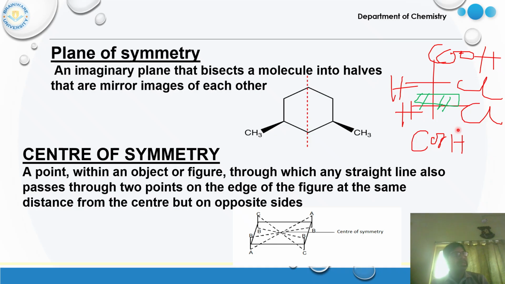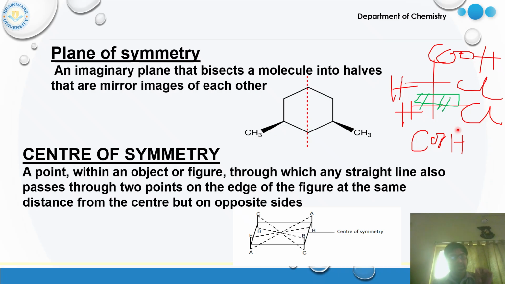So a plane of symmetry is a plane. What does it do? It divides the molecule into two halves such that the upper half and the lower half are equal. Just look at this example. The upper part contains COOH, HCl, and the lower part also contains COOH, HCl.